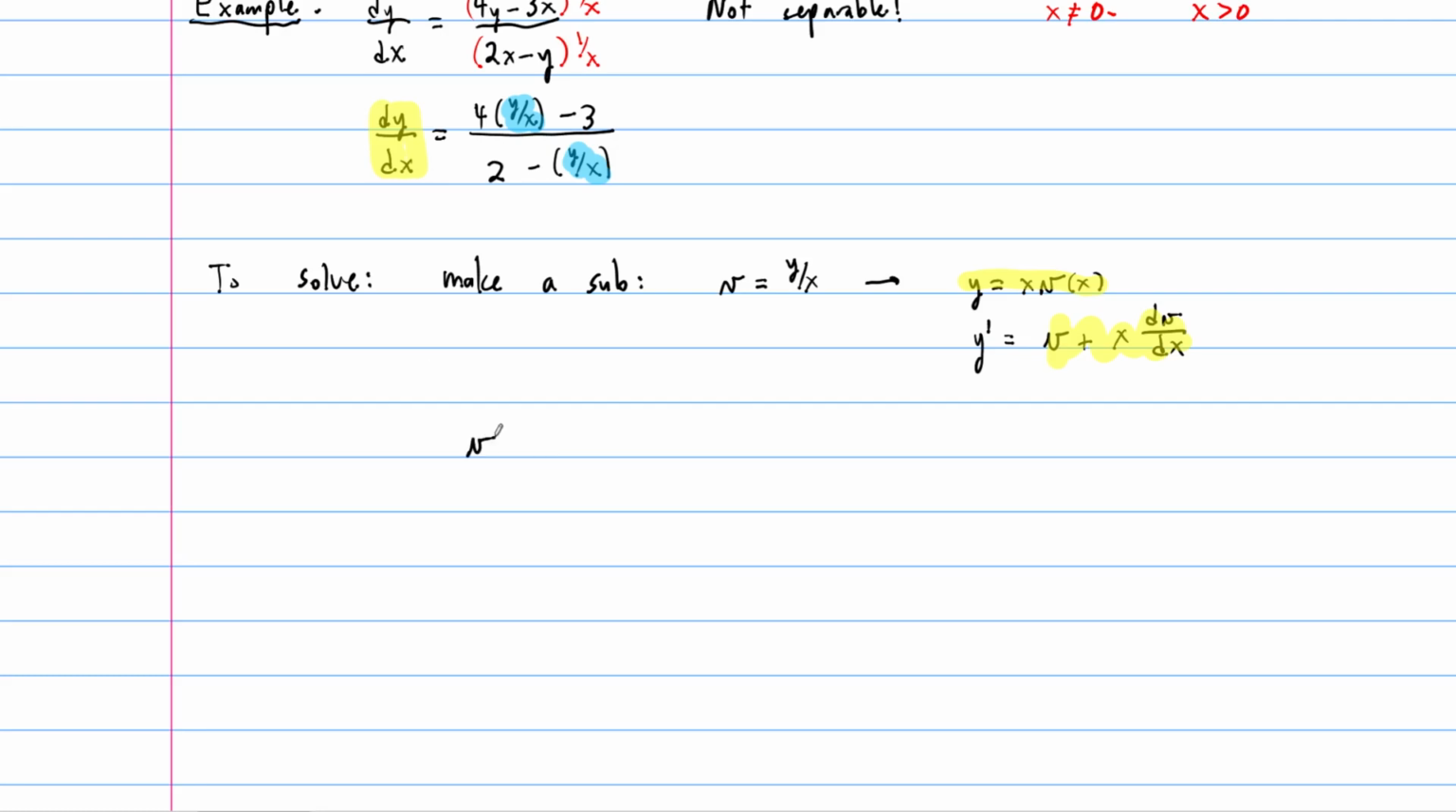Okay? So our equation now becomes v plus x times dv/dx equals the right-hand side with v plugged in, so this now becomes (4v minus 3) over (2 minus v). All right? I claim that this one is separable. And if it's separable, then we can solve it. At least we can get an implicit solution, right? But we can solve it. So take a moment, solve this one on your own, and then we'll check back in and finish it off together.